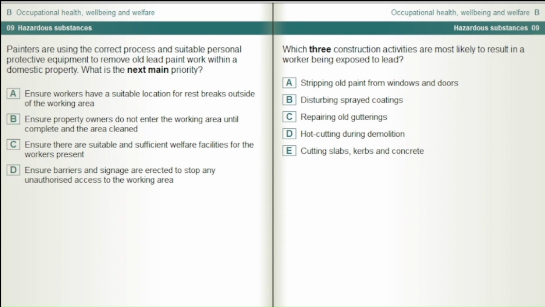Which three construction activities are most likely to result in a worker being exposed to lead? Stripping old paint from windows and doors. Disturbing sprayed coatings. Repairing old gutterings. Hot cutting during demolition. Cutting slabs, curbs and concrete.